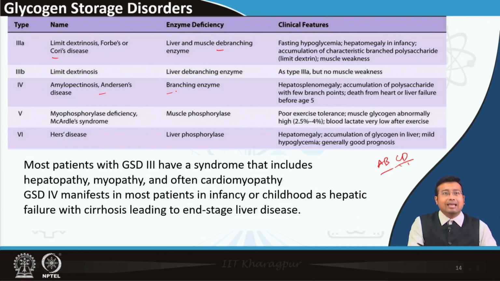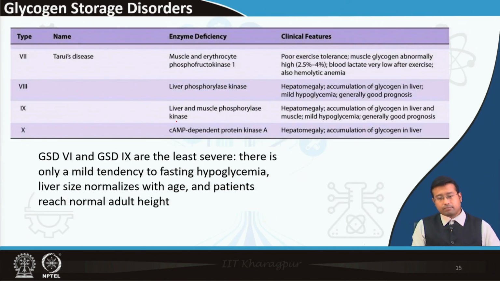How you can remember? M. McArdle, muscle phosphorylase, M for M. Okay. So, these are few important things that you can remember. I am not going to text because I have exactly copied those slides that were discussed in the respective classes. These have been discussed in glycogen metabolism. Okay. So, this is about it.